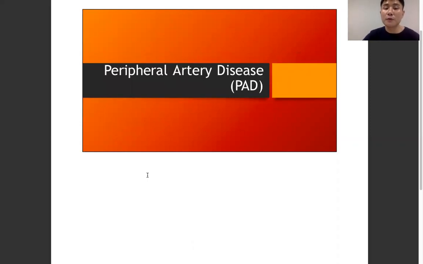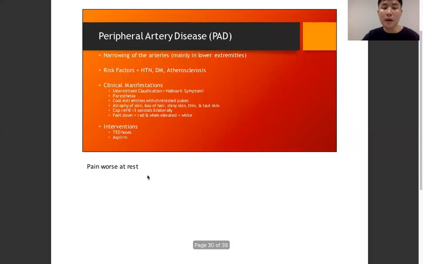Okay, so now let's move on to peripheral artery disease. Peripheral means extremities, legs, arms, those are peripherals. Artery disease means that the artery is deteriorating and there's not enough blood perfusing the periphery. Peripheral artery disease is narrowing of the arteries, and when there is narrowing in the arteries, it causes low perfusion of the blood. Risk factors include hypertension, diabetes, atherosclerosis.